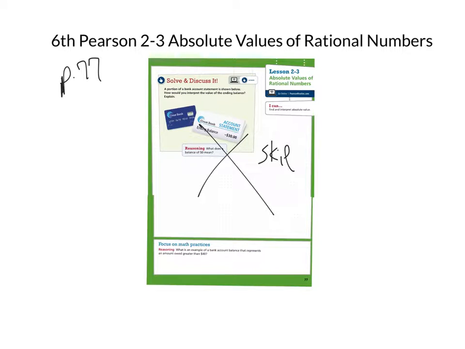Lesson 3, we're going to look at absolute values of rational numbers. Absolute values, basically just how far something is from 0. It starts on page 77. We're going to go ahead and skip over to the next page.